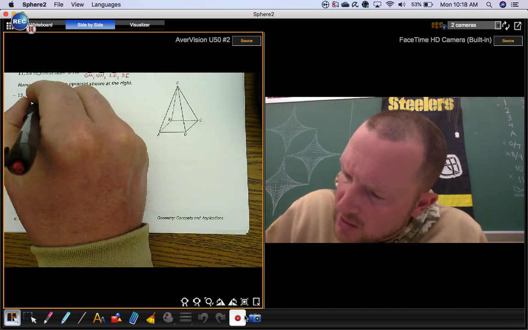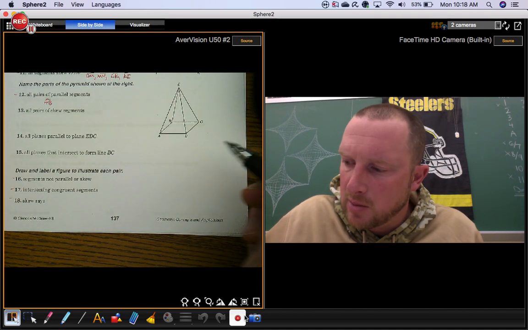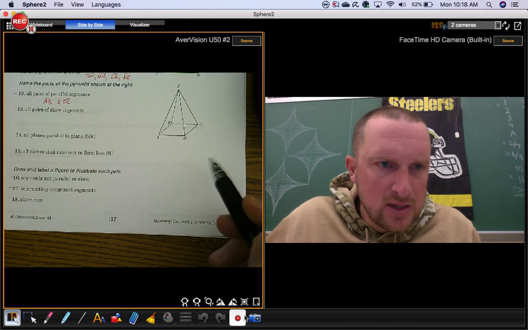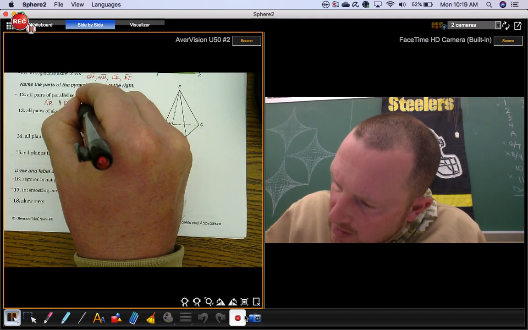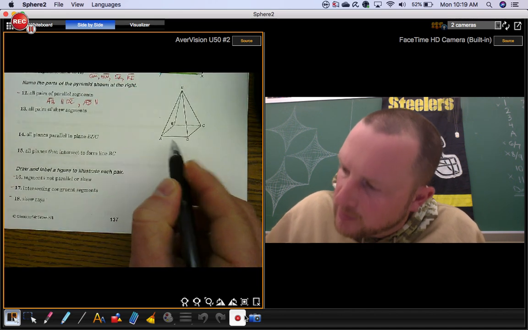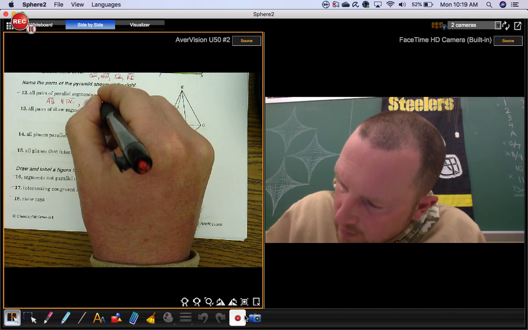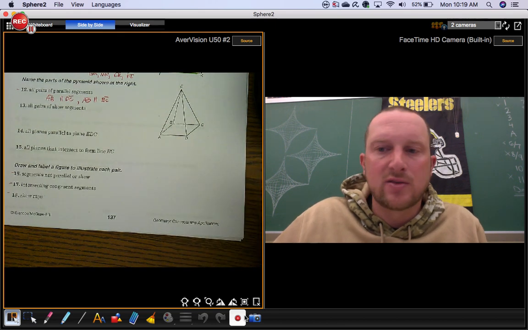So I'm going to start with segment AB. What segment is parallel to segment AB? Segment DC is. Those are parallel segments. Segment AD is parallel to segment BC. They don't touch and they're in the same plane.